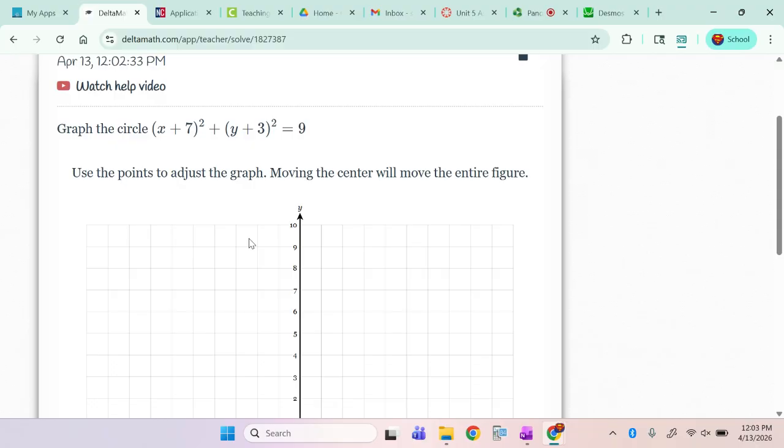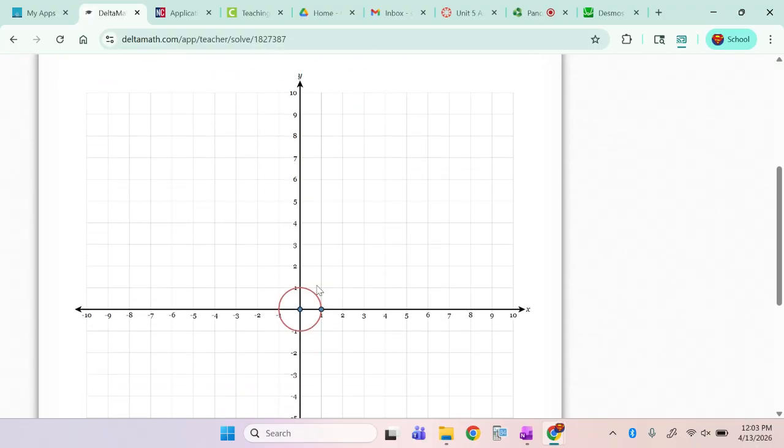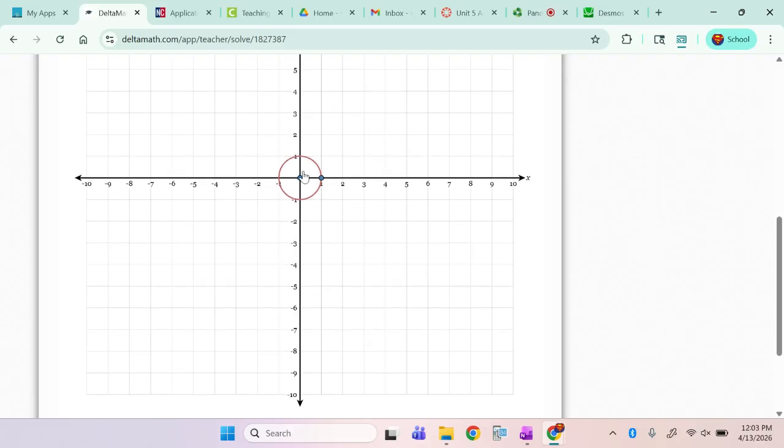So now that we got that, we now have enough information to graph this. The first thing we're going to do is move our center point to be my center point. So -7, -3. I'm going to move this all the way over to -7, -3. So right here.